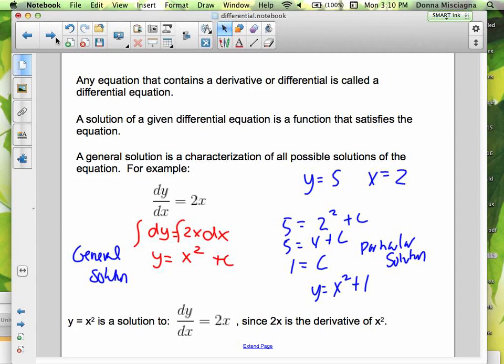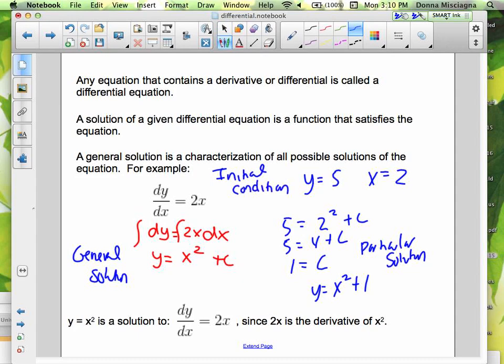If we're given an initial condition, so let's say we're given this initial condition here, y equals 5 when x equals 2, then we can solve for the particular solution. We just plug in 5 for y and 2 for x, so we solve for c. And so now we have the particular solution, y equals x squared plus 1, that satisfies our initial condition there, y equals 5 and x equals 2, and is the solution to this differential equation because it satisfies the derivative.